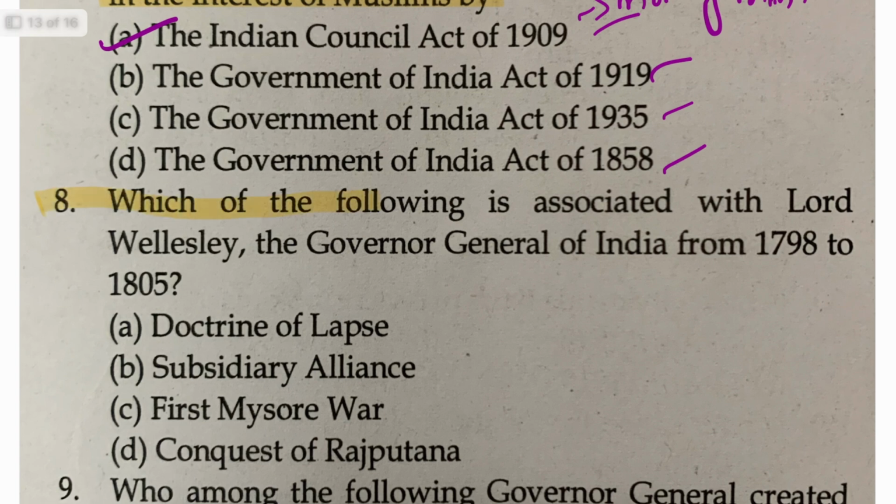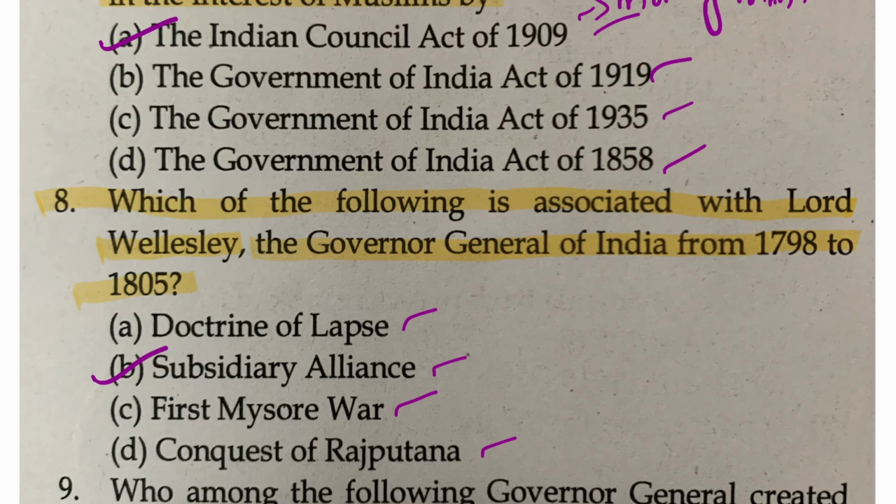Question number 8. Which of the following is associated with Lord Wellesley, the Governor General of India from 1798 to 1805? Doctrine of lapse, subsidiary alliance, First Mysore War, conquest of Rajputana. The answer is B, subsidiary alliance.